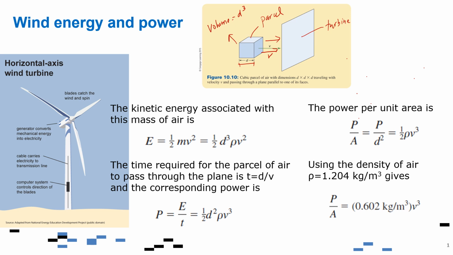As we all know from kinetic energy, in terms of wind, the wind has kinetic energy, right? So the equation for kinetic energy is 1/2 mv squared, where m is the mass and v is the velocity. So in this case, the kinetic energy associated with the mass of air is 1/2 mv squared.